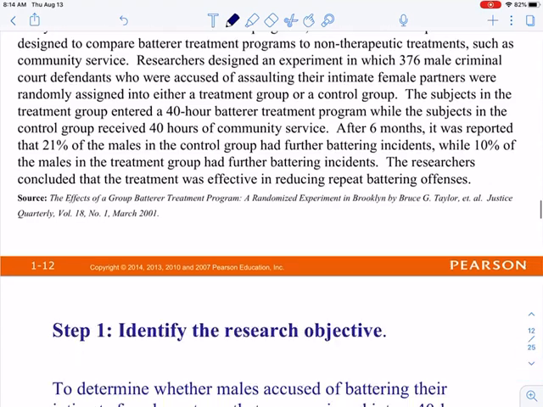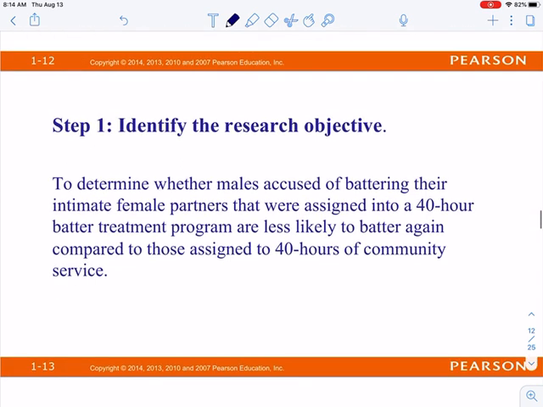So let's break that down. Step 1, again, is to identify the research objective. So what was the research objective in that previous example? To determine whether males accused of battering their intimate female partners that were assigned into a 40-hour batterer treatment program are less likely to batter again compared to those assigned to 40 hours of community service.